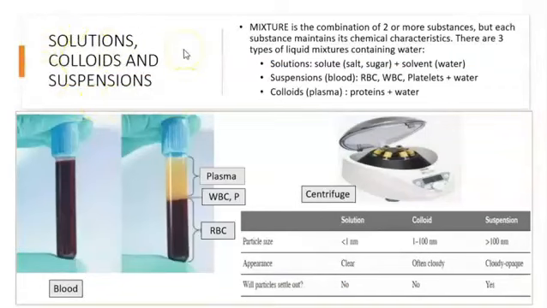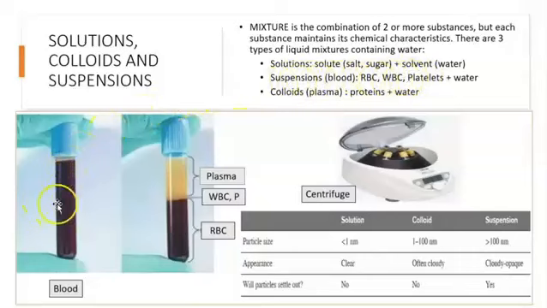Solutions, colloids, and suspensions. A solution is composed of solute and solvent, where solutes can be sugar or salt, and the solvent most of the time is water. Why do we need to talk about this? Because there's a very important mixture in our body, which is blood. Our blood is a suspension. As you know, the blood is a fluid. It's a red fluid. Why is it a fluid? Because it contains water. And why is it red? Because it contains a whole bunch of red blood cells. It's called a suspension because the red blood cells are suspended in that water.